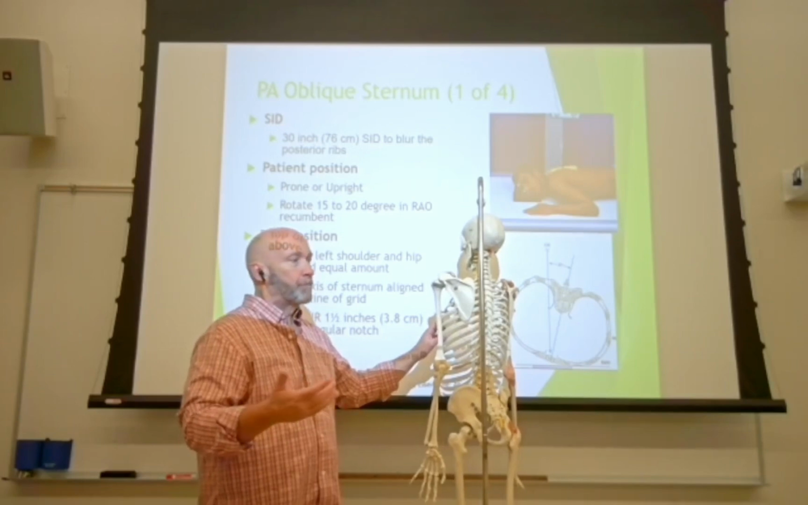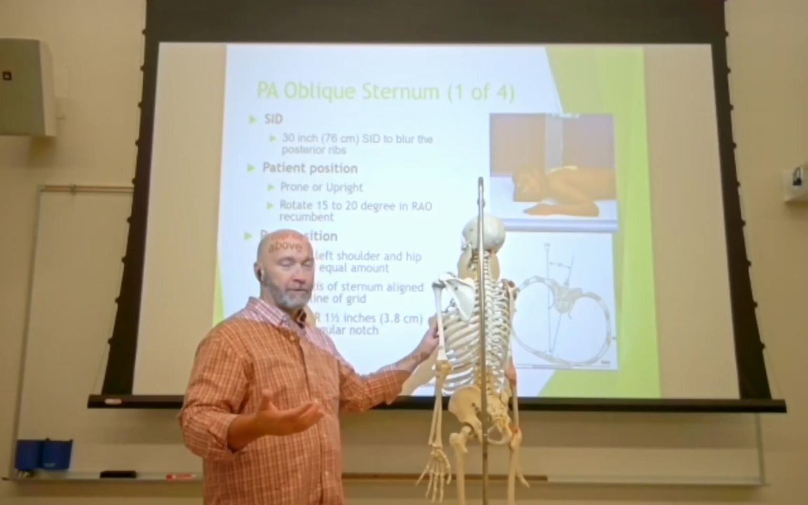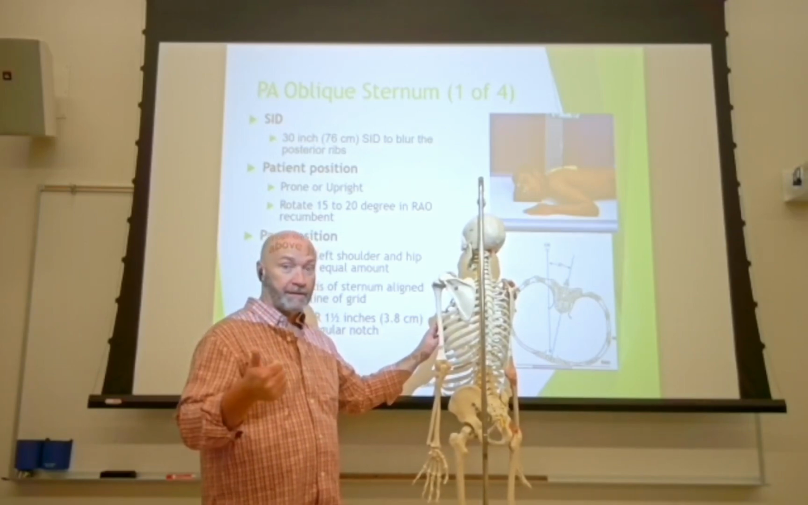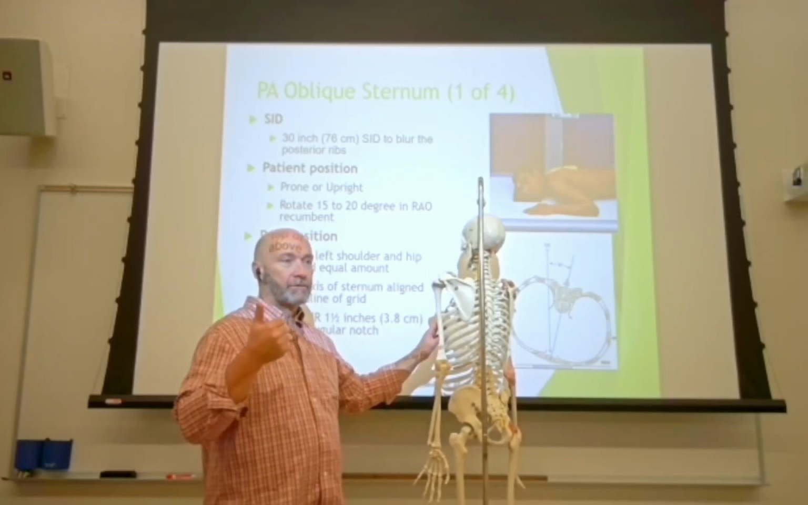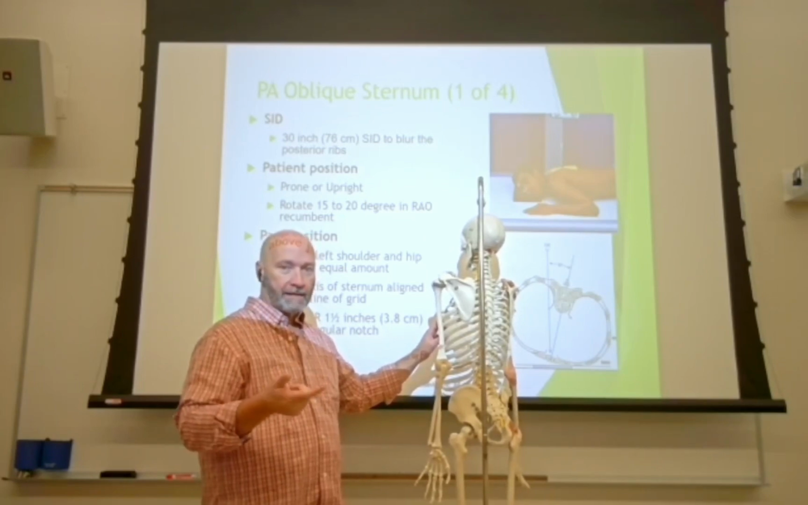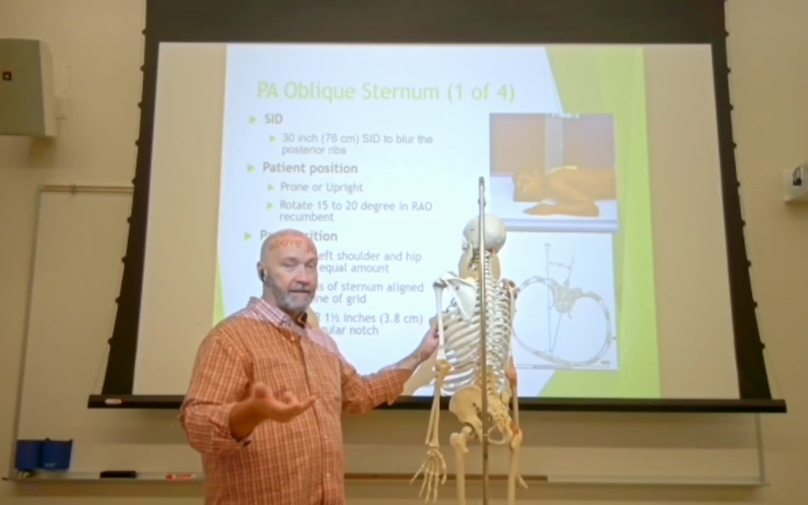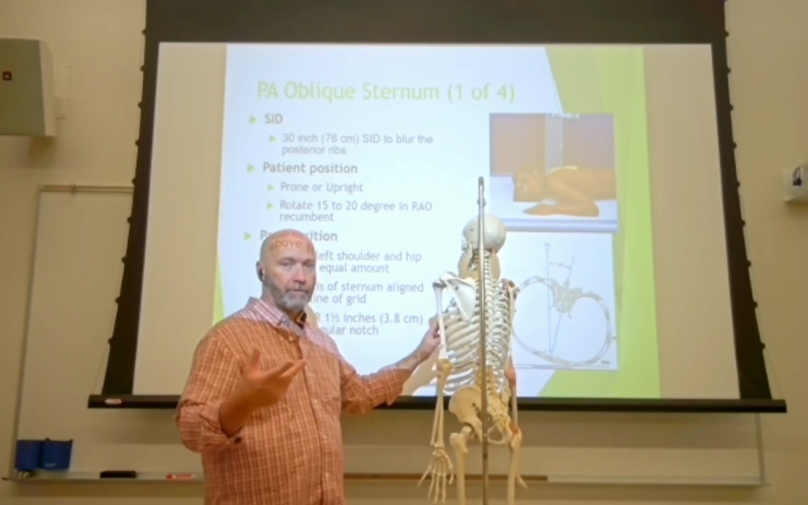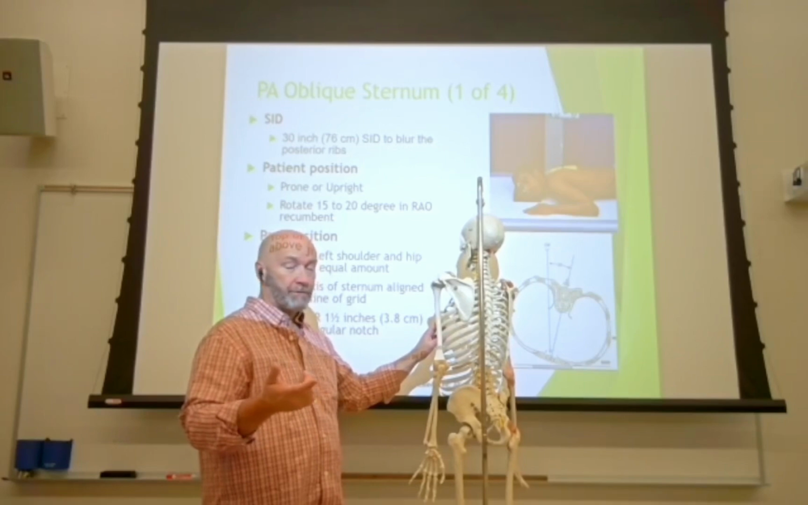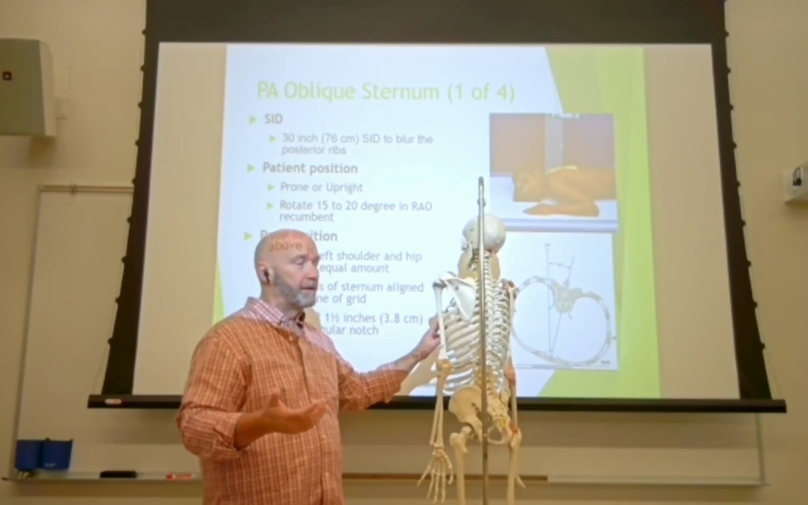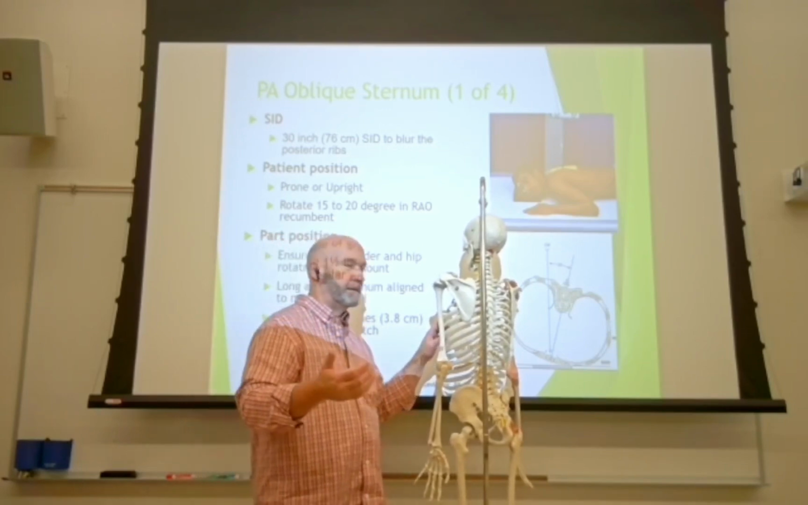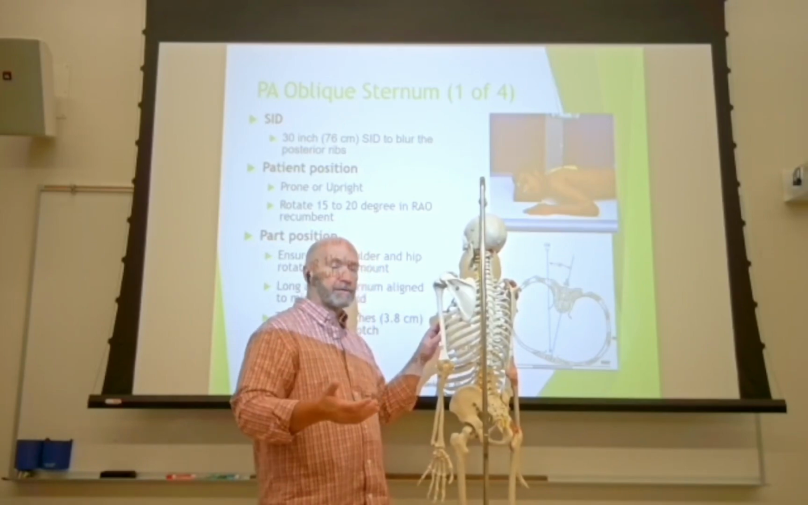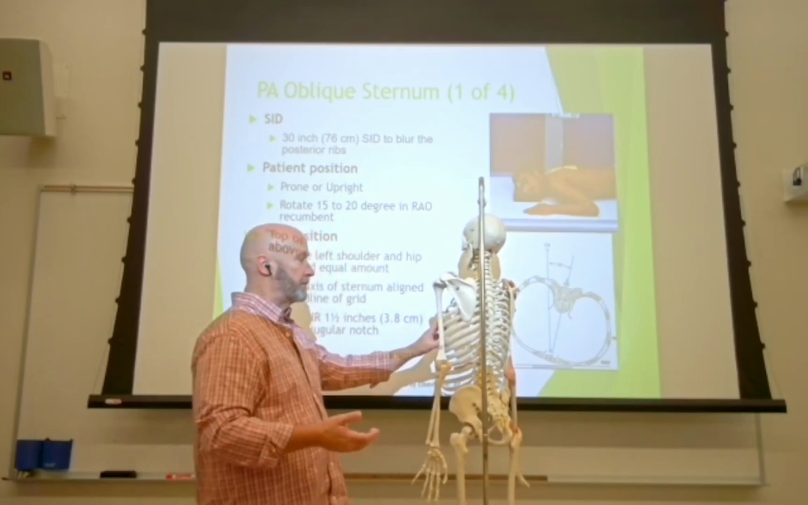All right, so where we've told you all semester, make sure the patient's still and use as low of an OID and as large of a SID as possible. We're going to throw 2 of those out of the window. We're going to have the patient move, so they're going to breathe, and we're going to have the SID at 30 inches instead of 40 or 72.